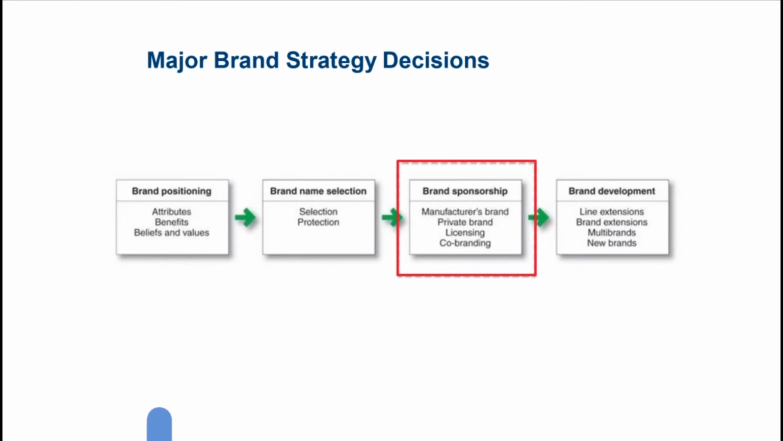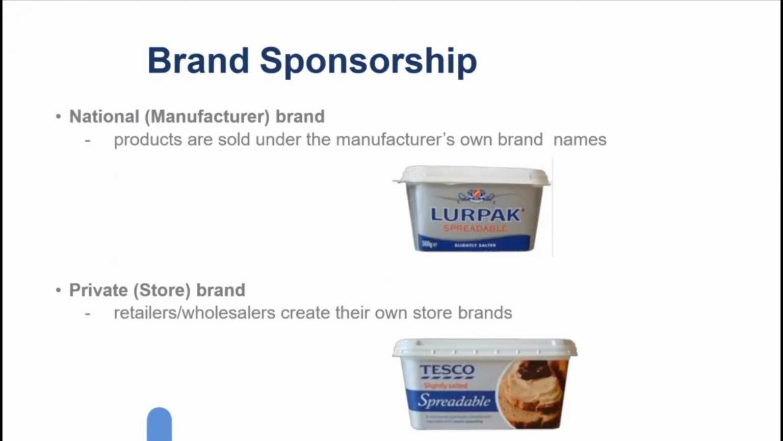Major brand strategy decisions. Step 3, brand sponsorship. So we have 4 brand sponsorship types, which are manufacturer's brand, private brand, licensing, and co-branding. So let's discuss them turn by turn. First, national or manufacturer brand. Products are sold under the manufacturer's own brand names, which is normally done in most of the markets.